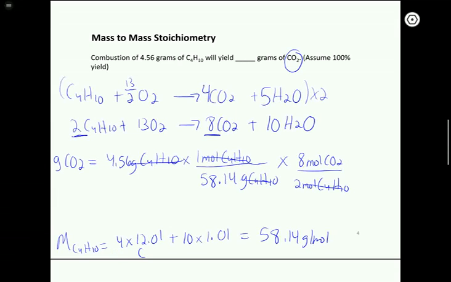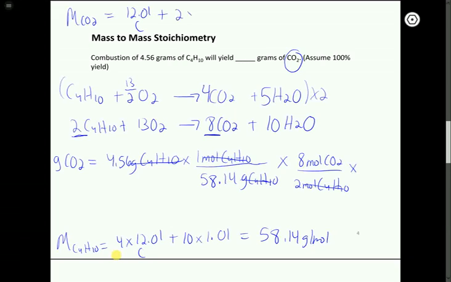We're asked for grams of CO2, so we need to use the molar mass of CO2 to get that. So going up to the top here, the molar mass of CO2, since it's not given to us, is 12.01, which is the mass for carbon, plus 2 times 16, which is the mass for oxygen. So that's going to be 44.01 grams per mole. So if we're doing a mass-to-mass stoichiometry problem, we need 2 molar masses because we're converting from mass to moles and then back into mass at the end.